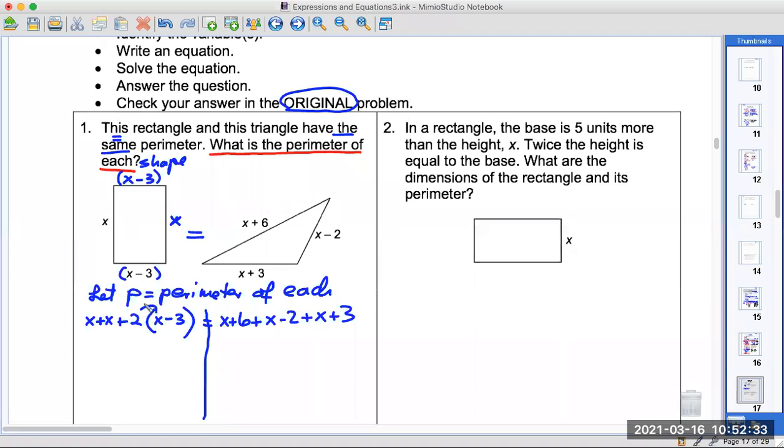So that needs to be multiplied. x plus x is 2x, plus 2 times x is 2x. 2 times negative 3 is negative 6. x, 3x. 6 minus 2 is 4. 4 plus 3 is 7. So we still have to combine the x's over here. 4x minus 6.